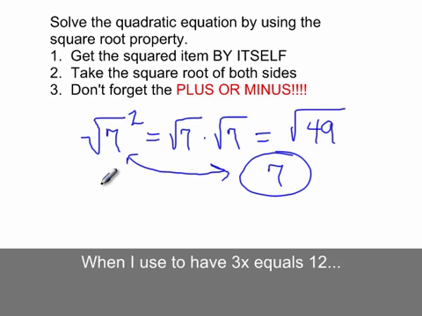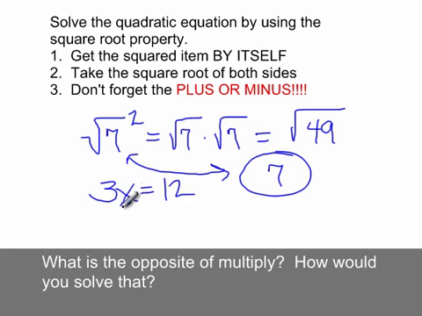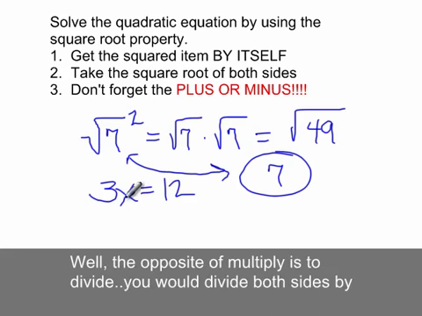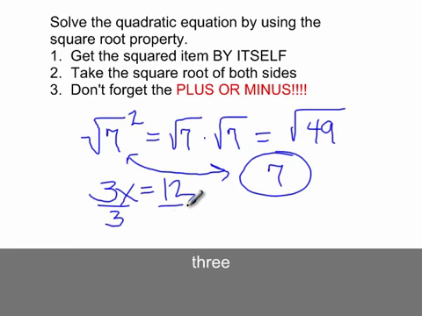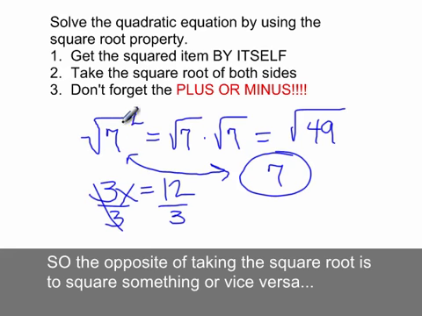It's like when I used to have, let's say, 3x equals 12. What's the opposite of multiply? How would you solve that? Well, the opposite of multiply is divide. You would divide both sides by 3. Why did you do that? To get x by itself. So the opposite of taking the square root is to square something, or vice versa.